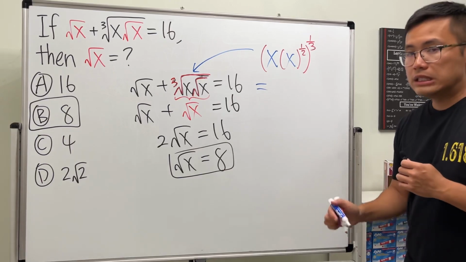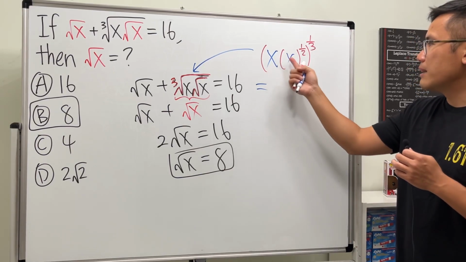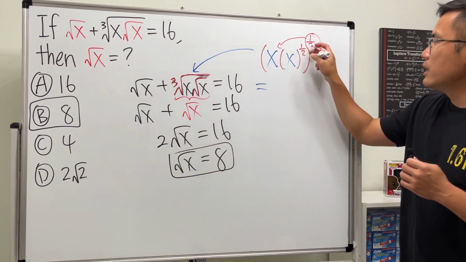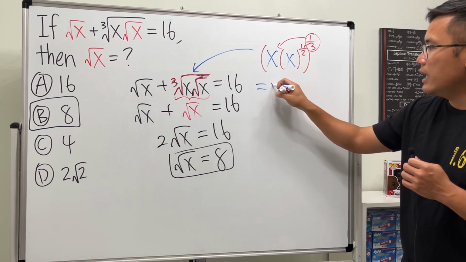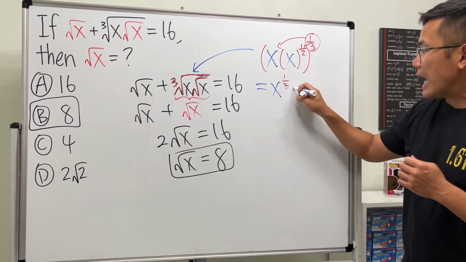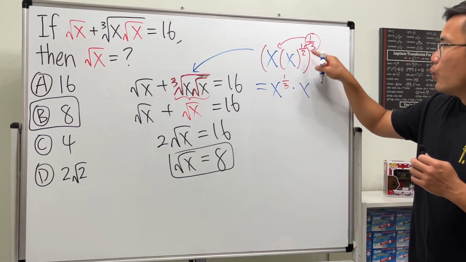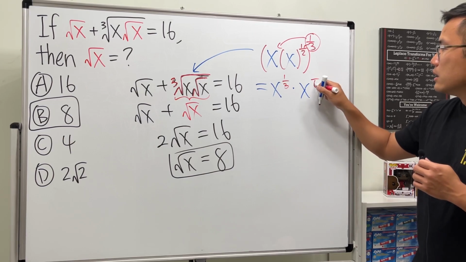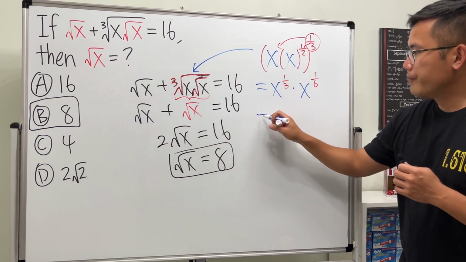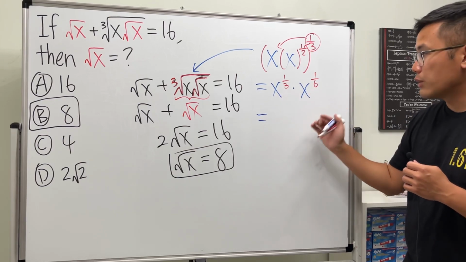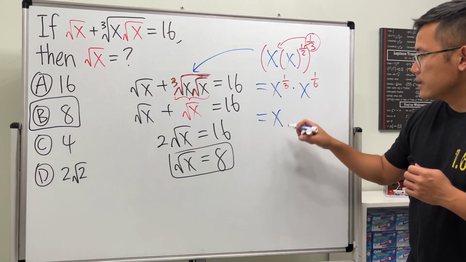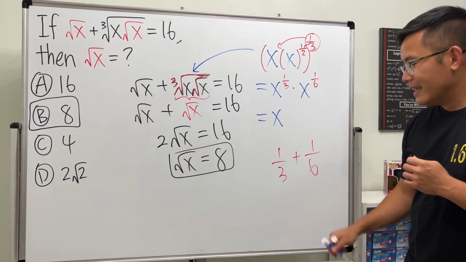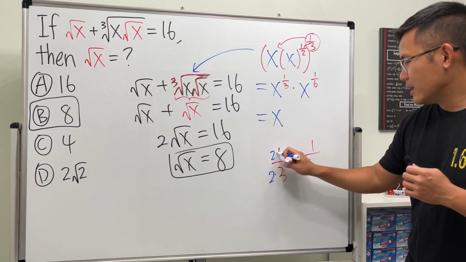Okay, so let's see. We have this times that raised to the 1/3 power. We can legitimately put a 1/3 here and multiply with this. So it's just x to the 1/3 power times x to the 1/2 times 1/3, multiply it out, we get 1/6. Now we're going to add the exponents because we have this times that. So x to the 1/3 plus 1/6. Get the common denominator.